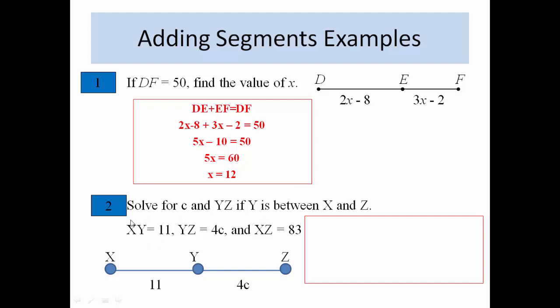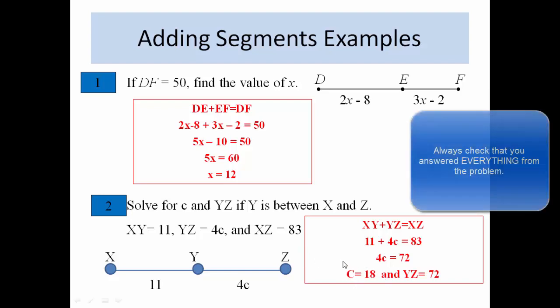I'm going to fill in that XY is 11, YZ is 4C, and I know the whole thing is equal to 83. Now I can visualize it, and I can write my betweenness of points equation. I can then replace with what I know. And now I'm just simply solving the equation for C. So we subtract 11 from both sides, and then we need to divide by 4.